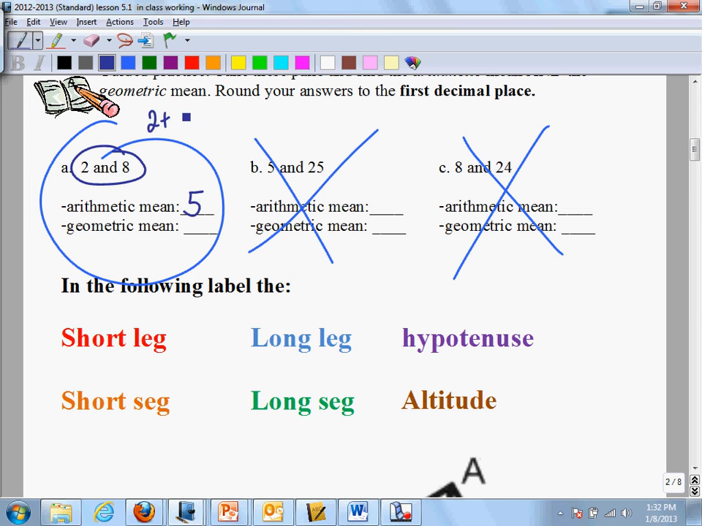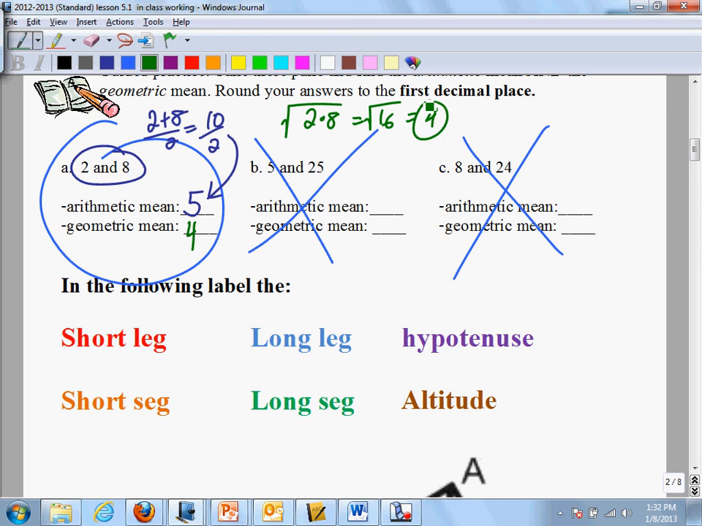Because we do 2 plus 8 divided by 2. 10 divided by 2, that's the arithmetic mean. Leah, what's the geometric mean? 4. How do we get that? 2 times 8, square root. 16 square root, and we got 4.